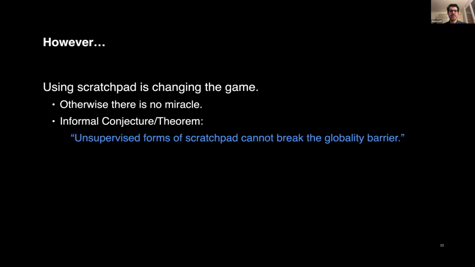So just to wrap up at this point, first, one important point is that using the scratchpad is changing the game because we are training with more information, and this is basically using more data. So there is no miracle with this scratchpad idea. And as Colin will go deeper into this part, we conjecture that unsupervised forms of a scratchpad, which is just searching for a good scratchpad or ideas like that, cannot break the globality barrier. So there is kind of no free lunch.